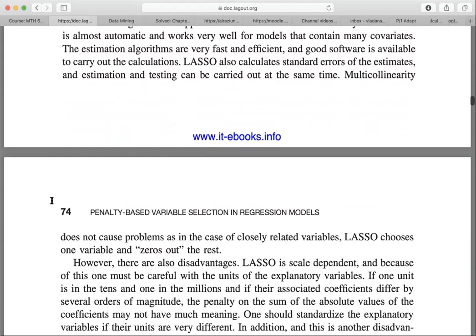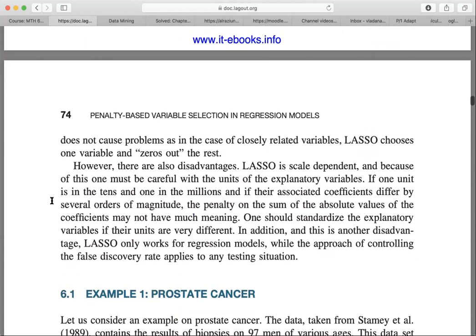There are 3 advantages to using lasso. Lasso is almost automatic and works very well for models that contain many covariates. Algorithms are fast and efficient, and estimation and testing can be carried out at the same time. There are also 2 disadvantages. Lasso is scale dependent and only works for regression models.